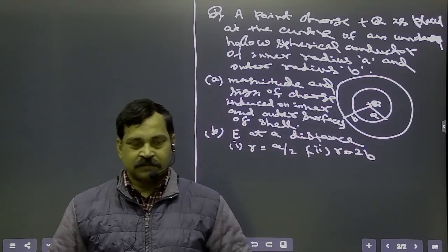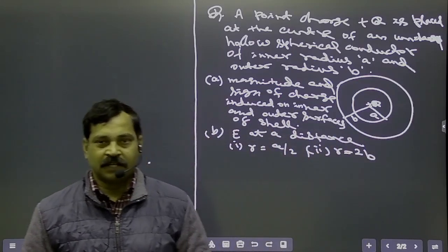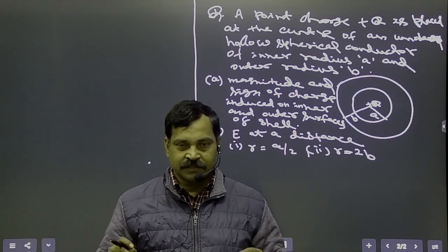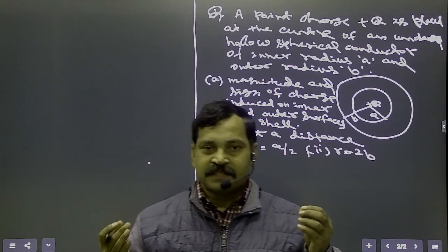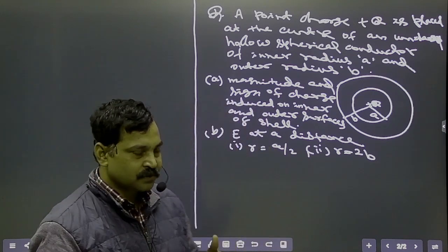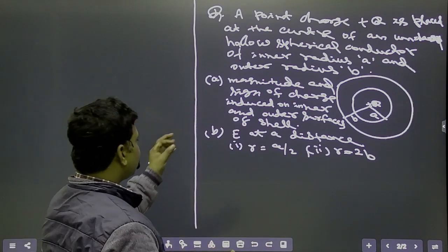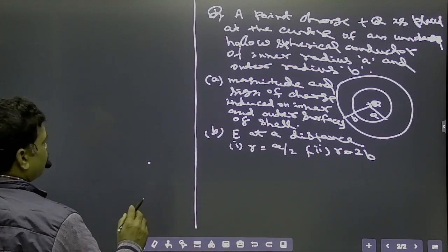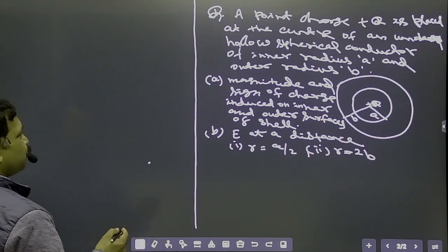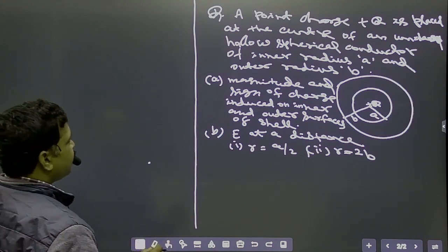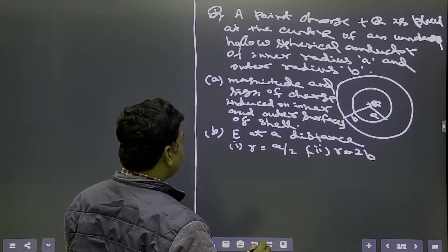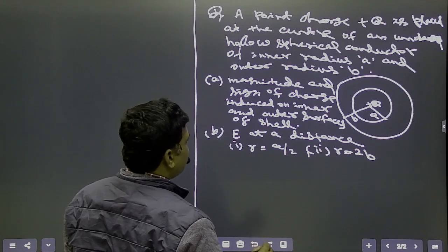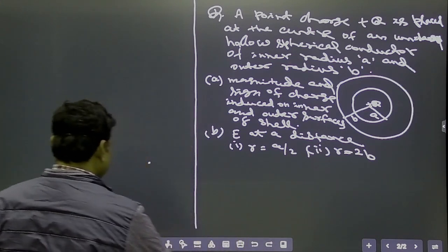Hi students, today we'll discuss an important question which may come in your CBSE exam 2025. So you understand the question and the concepts. The question is given: a point charge plus Q is placed at the center of an uncharged hollow spherical conductor of inner radius A and outer radius B.